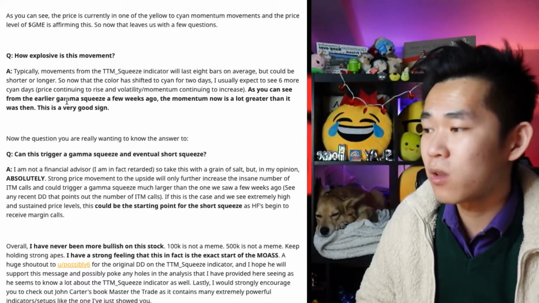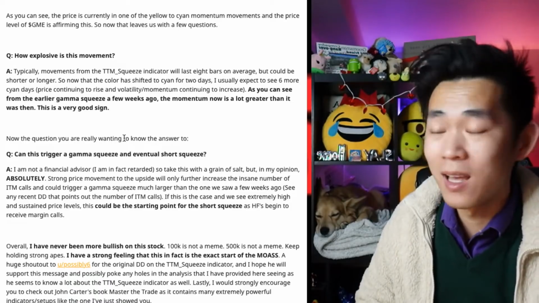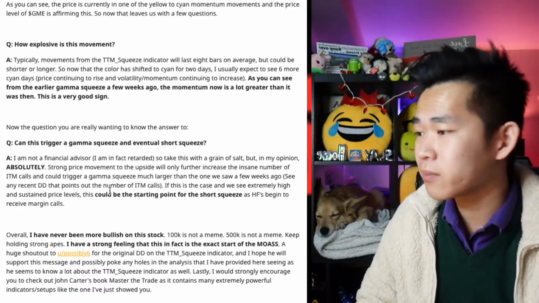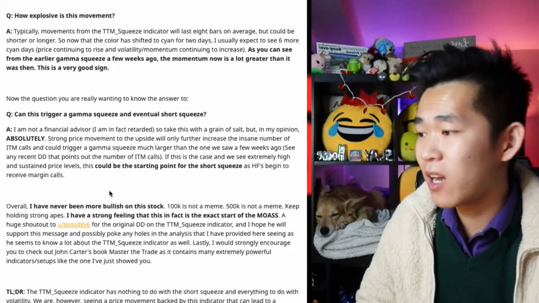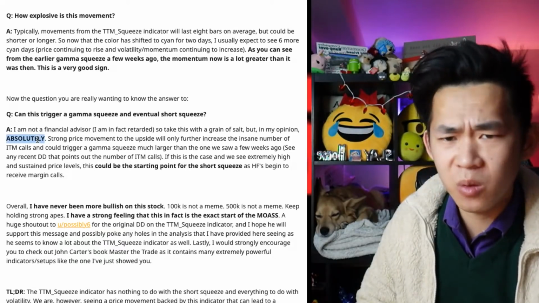As you can see from the earlier gamma squeeze a few weeks ago, the momentum now is a lot greater than it was then. This was a very good sign, especially if you do momentum trading often. So can this trigger a gamma squeeze and eventual short squeeze? They are not a financial advisor, so take it with a grain of salt, but in their opinion, absolutely.